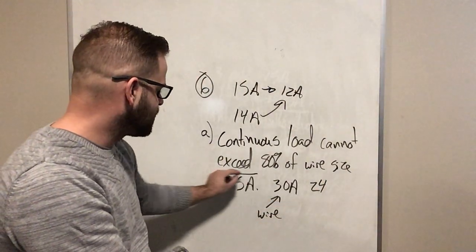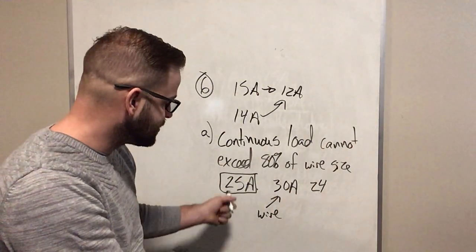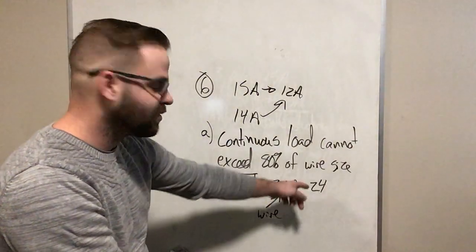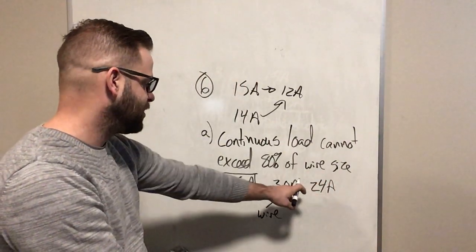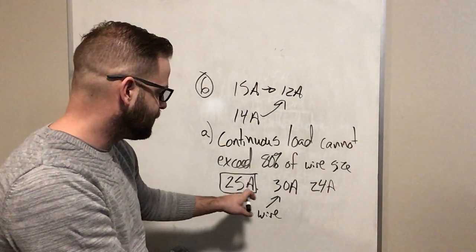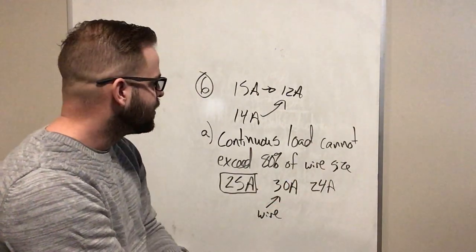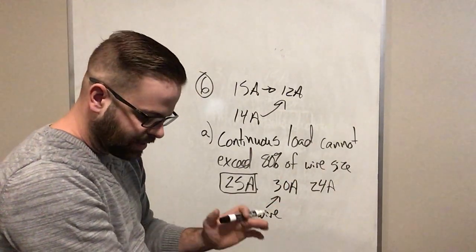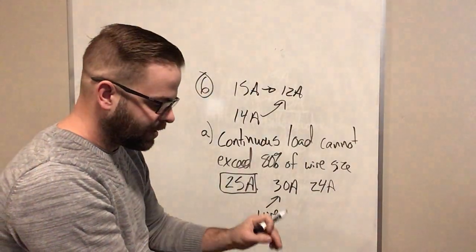Well, my continuous load says I need to be able to have a wire size that is at least 25 amps. Well, the 24 amps over here has been exceeded on that breaker, so the 24 amps is not enough. So in section B, this is what we would use every day when we go and calculate out.